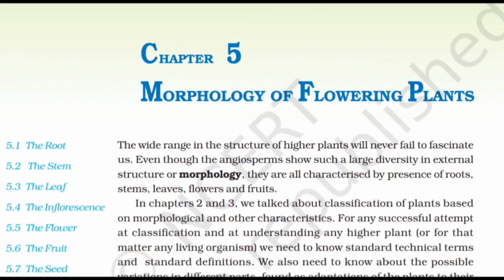The wide range in the structure of higher plants will never fail to fascinate us, even though the angiosperms show such a large diversity in external structures or morphology. They are all characterized by the presence of root, stem, leaf, flowers, and fruits. In chapters 2 and 3, we talk about classification of plants based on morphological and other characteristics.